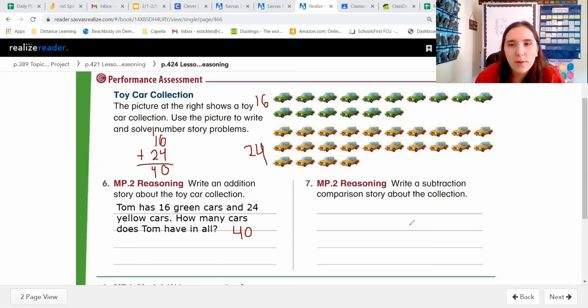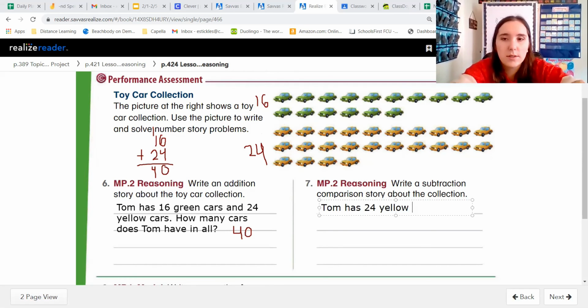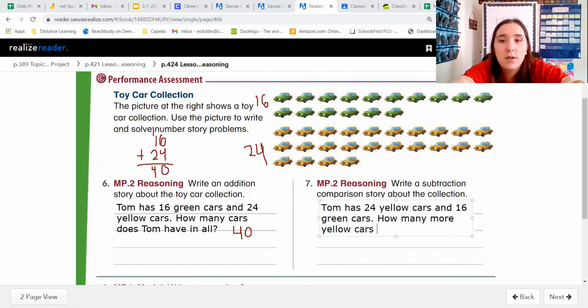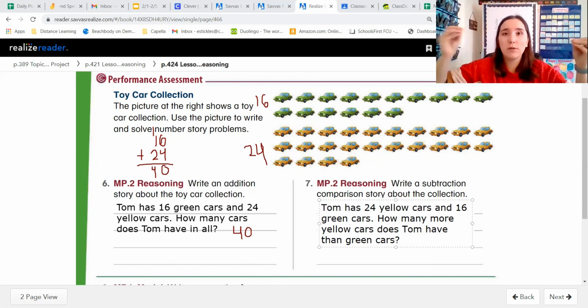Here's what we have to do. We're going to take the bigger number and subtract the smaller number. So in a number story, it would sound something like this. Tom has 24 yellow cars and 16 green cars. You ready? How many more yellow cars does Tom have than green cars? That's why it is a comparison problem, because we're comparing the number of yellow cars with the number of green cars. And we do that with subtraction.